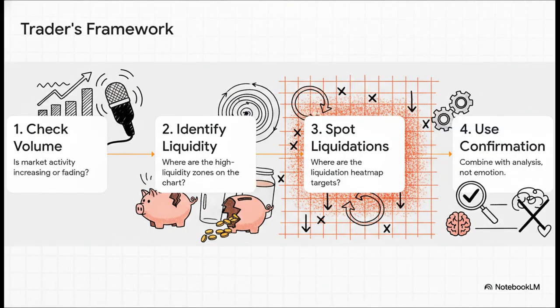And this is it. It's a simple, four-step framework. Step 1, check the volume. Is there real conviction behind this move, or is it just noise? Step 2, identify liquidity. Where are the deep pools of orders on the chart? Step 3, spot the liquidations. Where are the heat maps telling you the price might be pulled towards? And then step 4, and this is absolutely crucial, use confirmation. You combine all this data with your own solid analysis. You don't just trade based on a heat map.